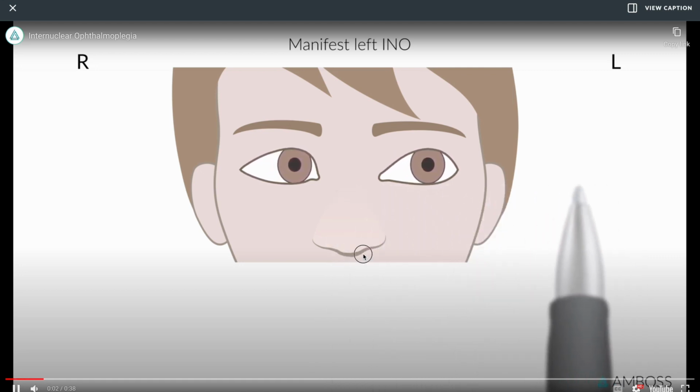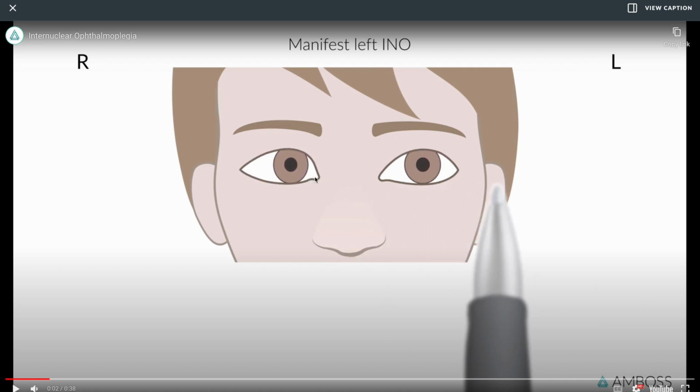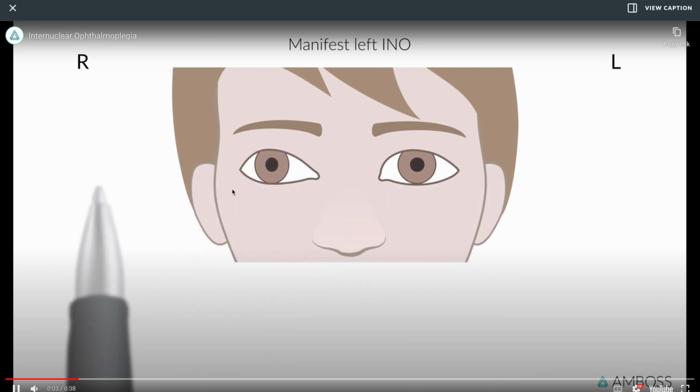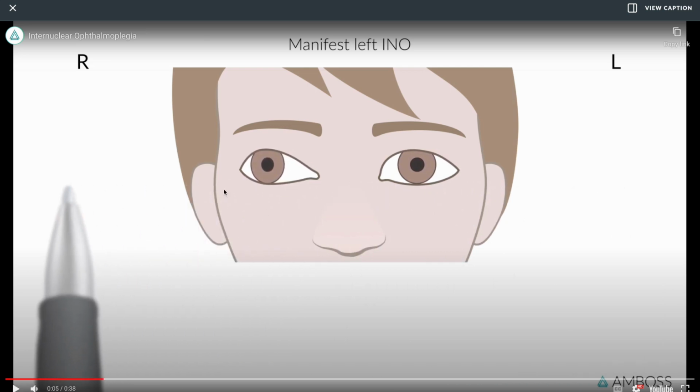You can see here, guys, that this patient was able to look towards the left because the right medial longitudinal bundle is intact, while as you can see he's not able to look to the right because he has a left-sided internuclear ophthalmoplegia. He has a lesion in the left medial longitudinal bundle.